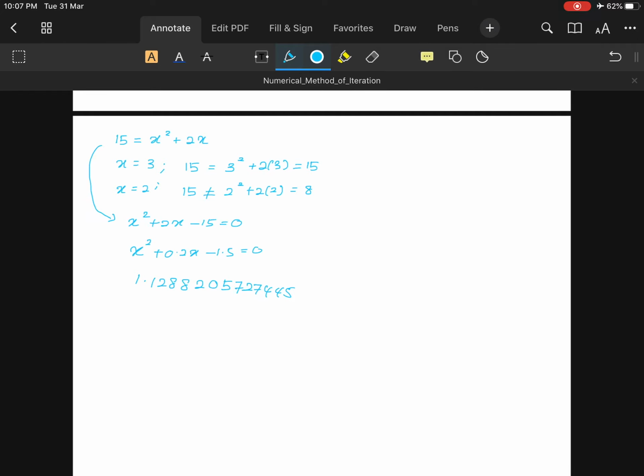Alright, so the first numerical method that we're going to learn in root finding is called the iteration method. Let's consider the equation x squared plus 0.2x minus 1.5 equal to 0 again. There are a few things that we need to consider first if we want to use the iteration method. First of all, we need to locate roughly the position of the root.